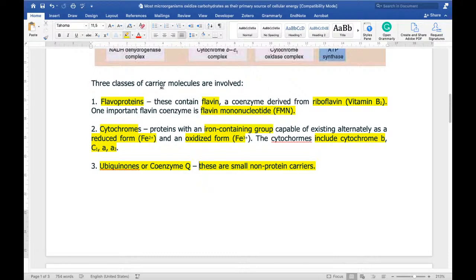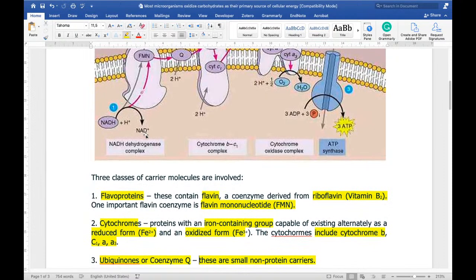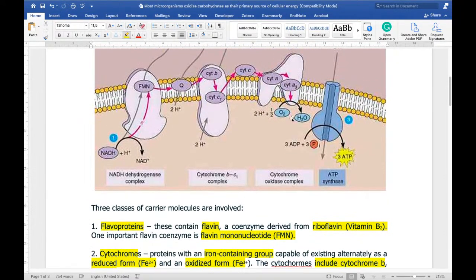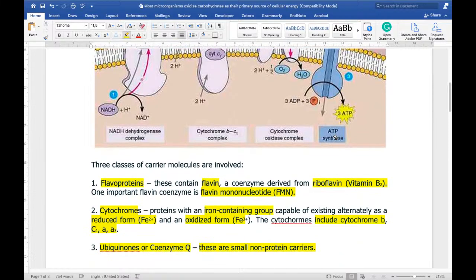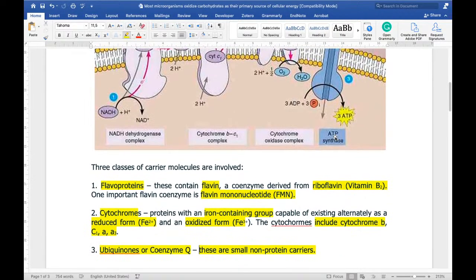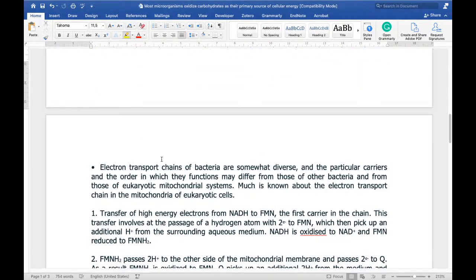Remember these three different classes: the flavoproteins, then the cytochromes, then the coenzymes or ubiquinones, which carry electrons further. The electron transport chain of bacteria is somewhat diverse. The carriers are ordered differently and their functions may differ. Much is known about the electron transport chain in eukaryotic cells, but not as much in prokaryotic cells.